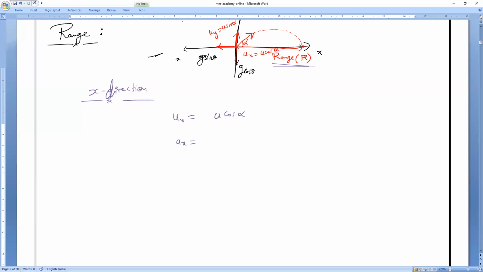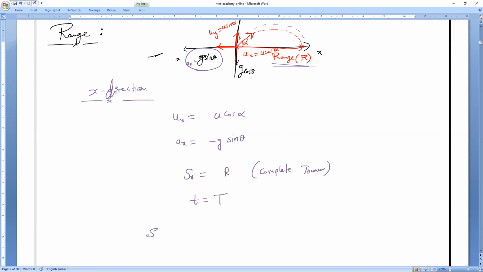Now, what is the acceleration in this? Acceleration is equal to minus g sin theta. Am I right or wrong? Now, what is the range? For the complete journey, what is the range? Displacement in x direction, which is R. So what is the time taken to complete the full range? That is the time of flight, which is capital T.